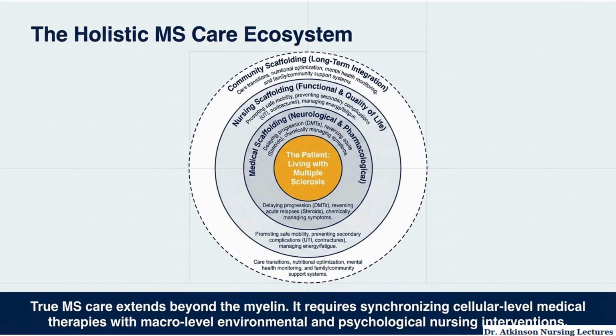MS care goes far beyond treating plaques on MRI. Management has to address the entire patient, physically, emotionally, socially, and functionally. Medical therapy focuses on slowing progression and reducing relapses. Nursing care focuses on mobility, fall prevention, fatigue management, skin integrity, bladder care, and maintaining independence. Long-term support also includes nutrition, mental health monitoring, family education, and community resources. The major nursing goal is preserving quality of life while helping patients adapt safely to a chronic, progressive disease.